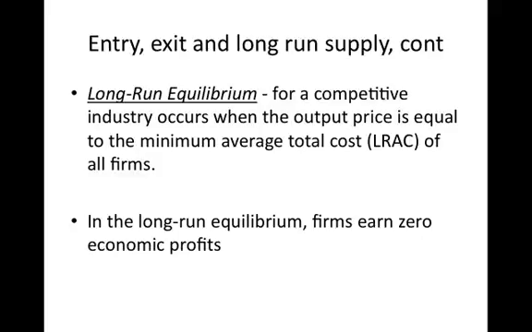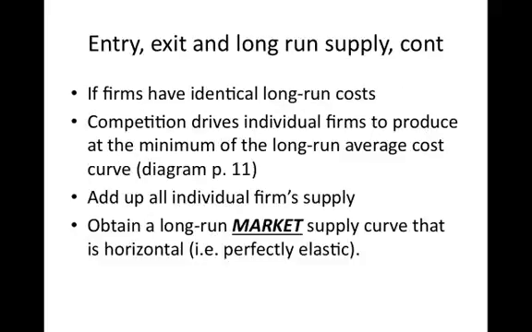This is actually a very important phenomenon because we think this is what governs how markets react to prices in the long run. Now, if firms have identical long-run costs, and competition drives individual firms to produce at the minimum of the long-run average cost curve, we have some implications with respect to what the long-run supply curve looks like. Page 11 of the notes has space for you to draw a diagram. And what we're going to do is add up individual firm supply in the long run to derive a long-run market supply curve. And as it will turn out, that long-run market supply curve, given the conditions that I've just described, is horizontal. That is to say, it's perfectly elastic.